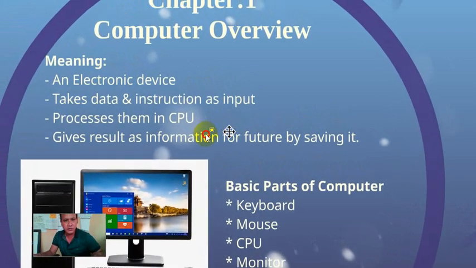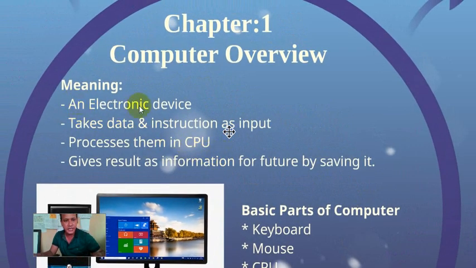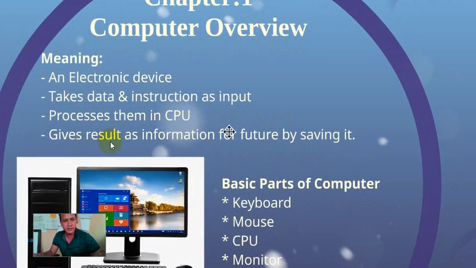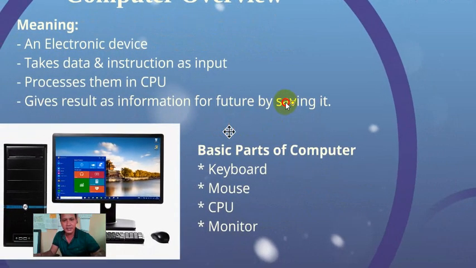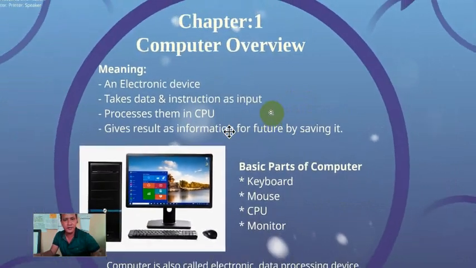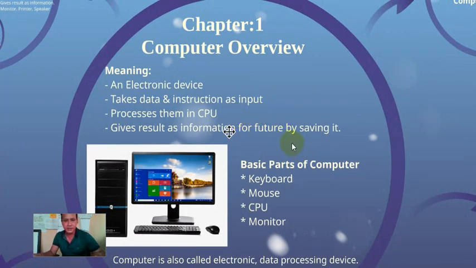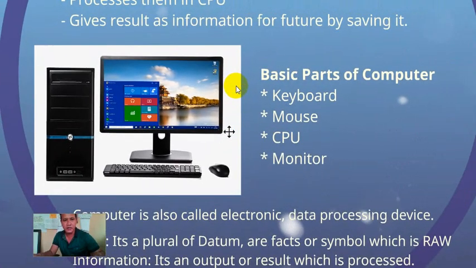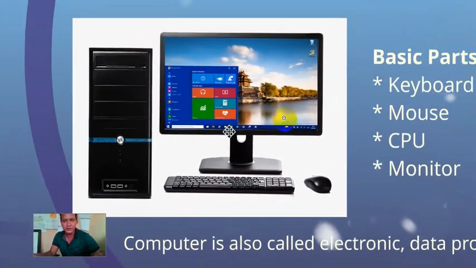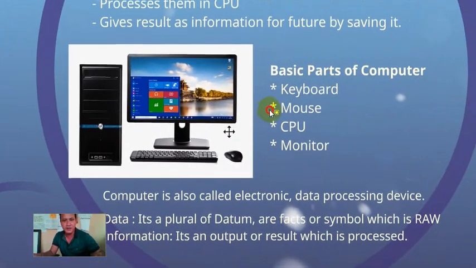So the complete meaning of computer is: a computer is an electronic device that takes data and instruction as input from input devices, processes them in the CPU, and gives the processed result as information for future by saving it in the memory. This is the main meaning of the computer. You can see in the picture the basic parts of the computer: monitor, keyboard, mouse and CPU. These four are the basic parts of the computer.